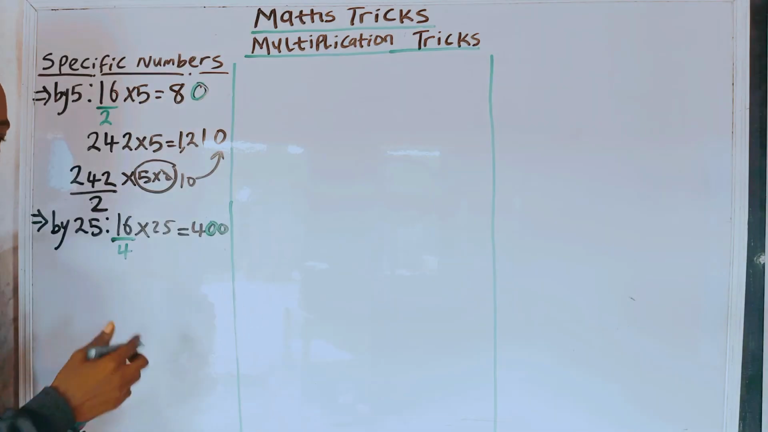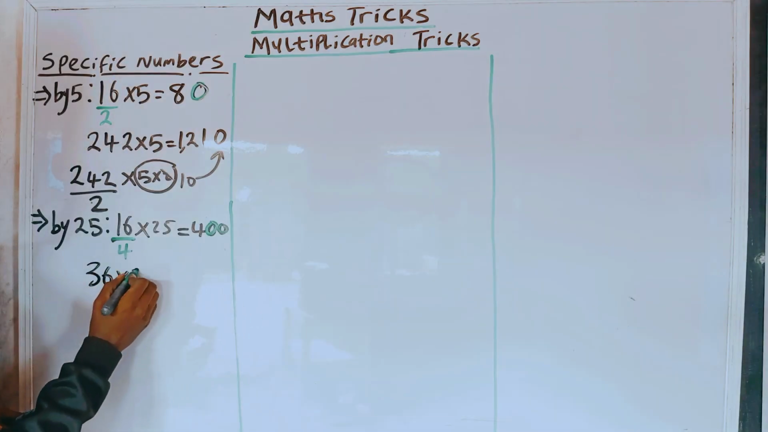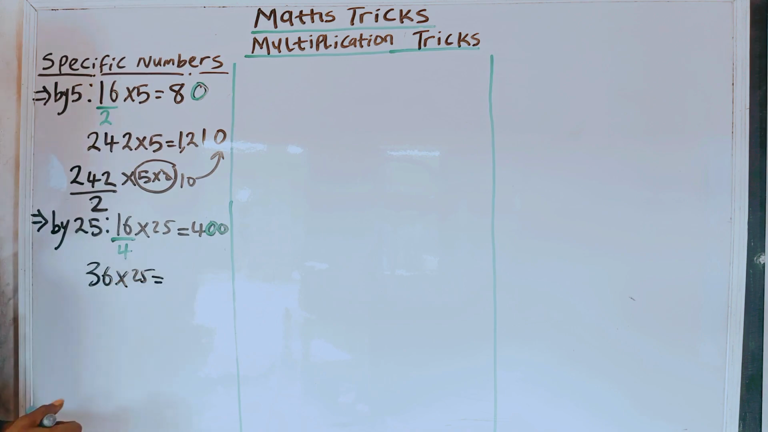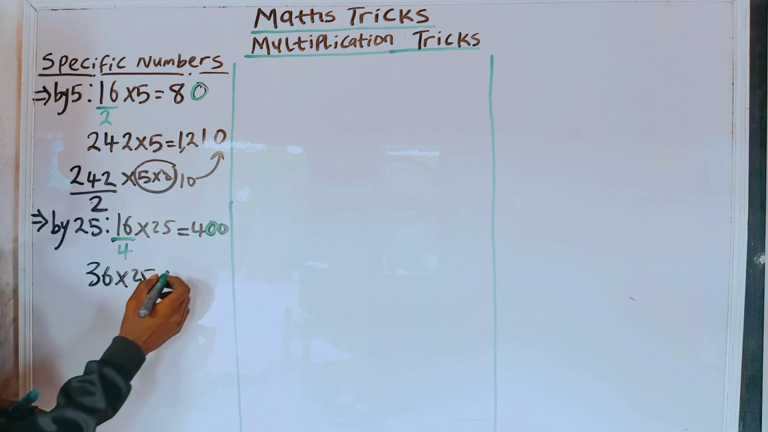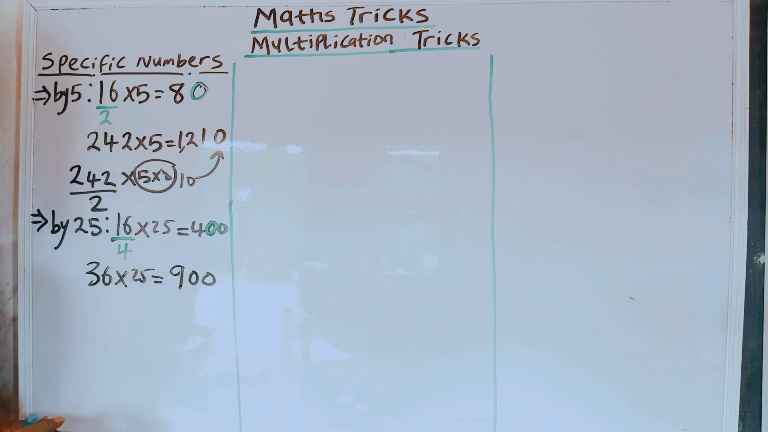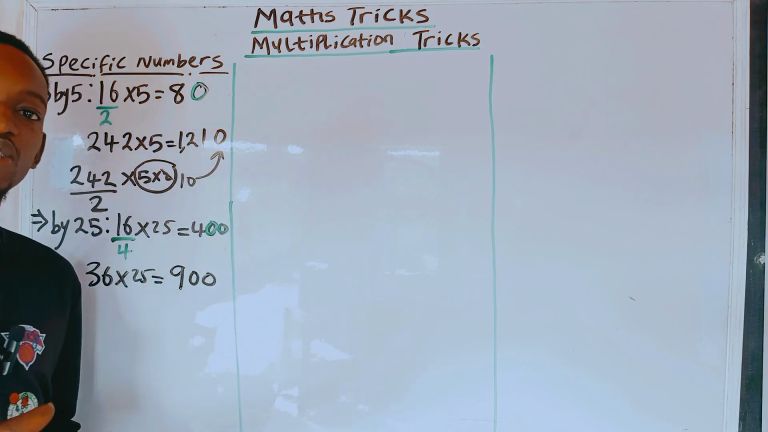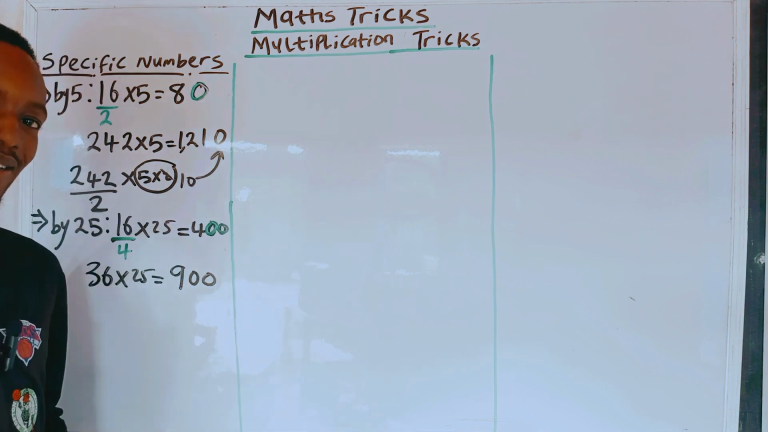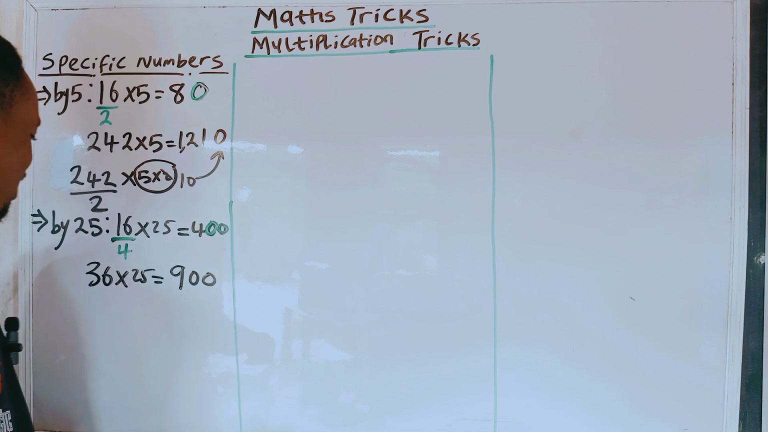Let's look at another example. 36 times 25, for example. What do we do? Divide 36 by 4, that's 9. Add 2 zeros, that's 900. 36 times 25 is 900 in a second. In a second, we can do that mentally. Is that not cool? Yes.